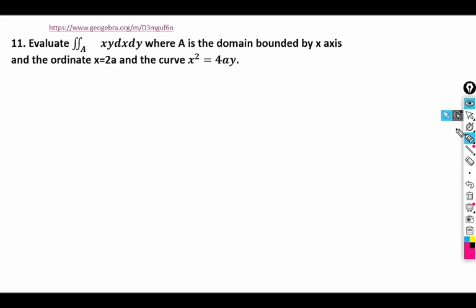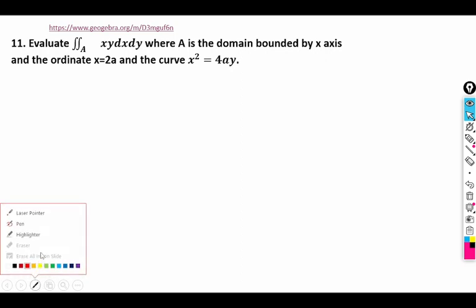So here is the next question. Here is example 2 where we have to evaluate the same double integral x dx dy, but the region of integration is A, that is a domain, and it is bounded by the x-axis. This is the first curve, second x equal to 2a, and the third x square equal to 4ay. So we should draw these three curves first.